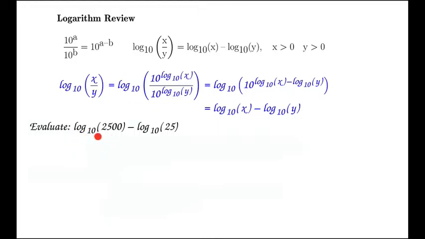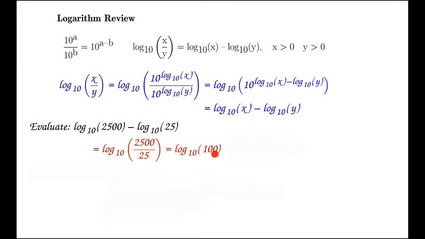Let's see if we can evaluate log base 10 of 2500 minus log base 10 of 25. Well, I have no idea what log base 10 of 2500 is. I have no idea what log base 10 of 25 is. It's a number. Who knows? But I could use this rule backwards and combine the two to see what I got. That is, I could use 2500 for x and 25 for y. So I can combine this difference of logs and say, going backwards here, this is log base 10 of 2500 over 25. Well, that's handy because 2500 over 25 simplifies to just 100.